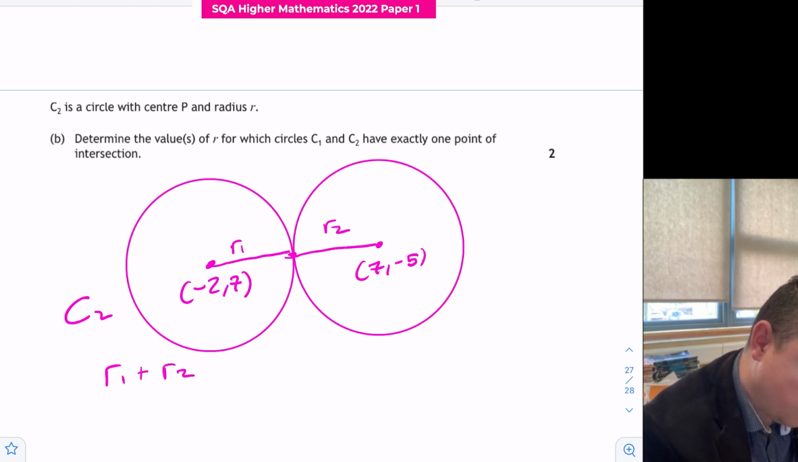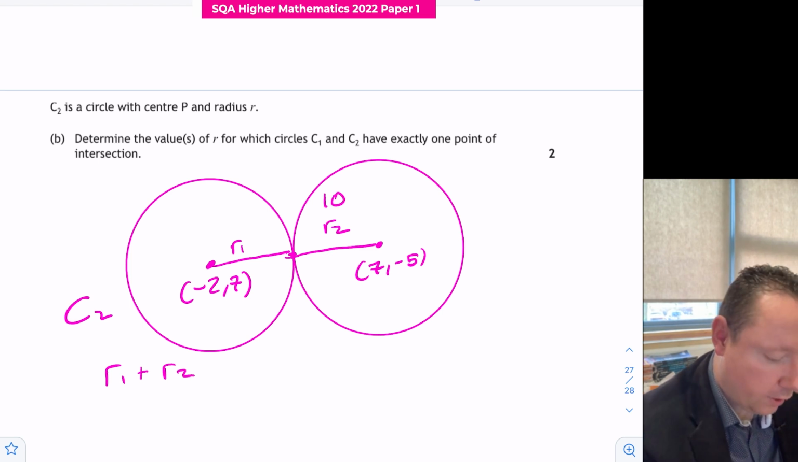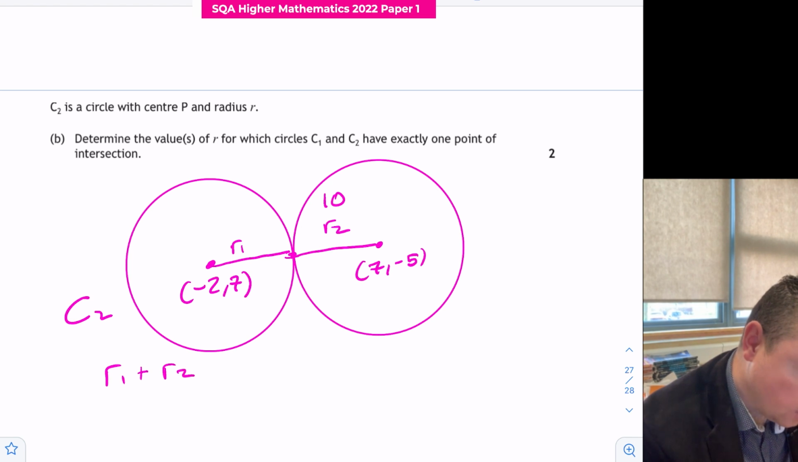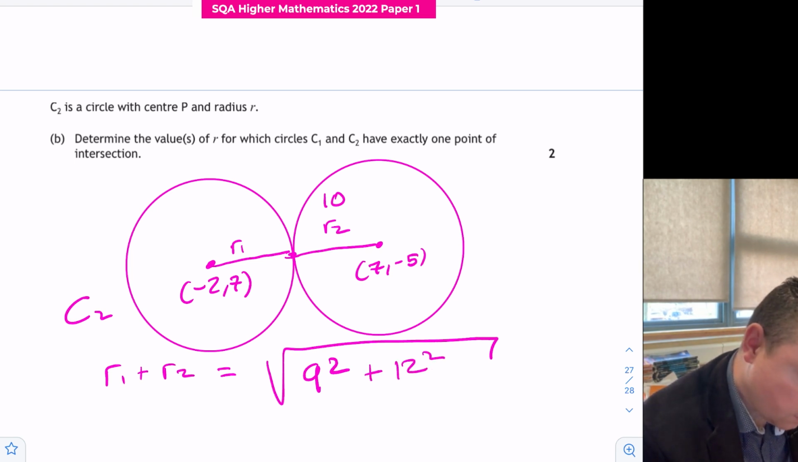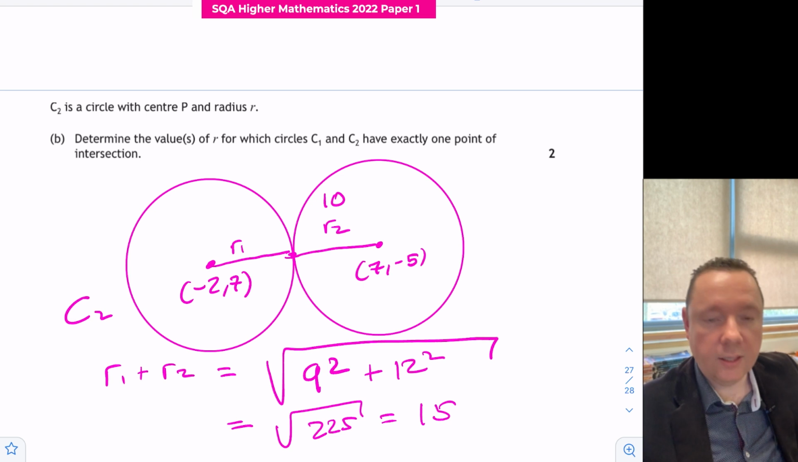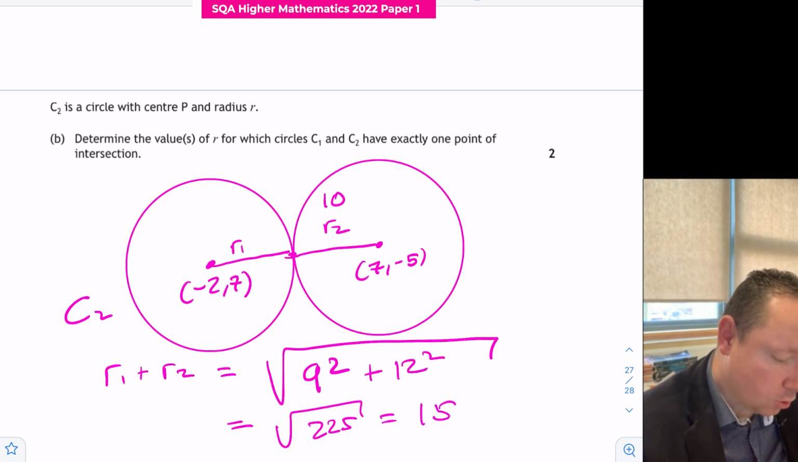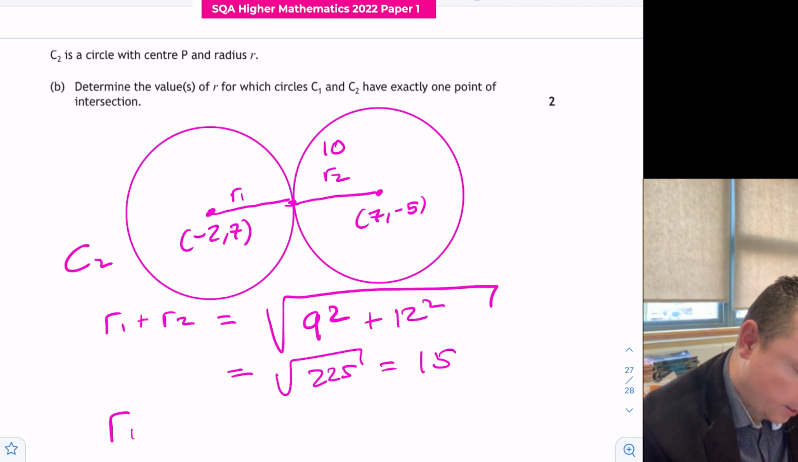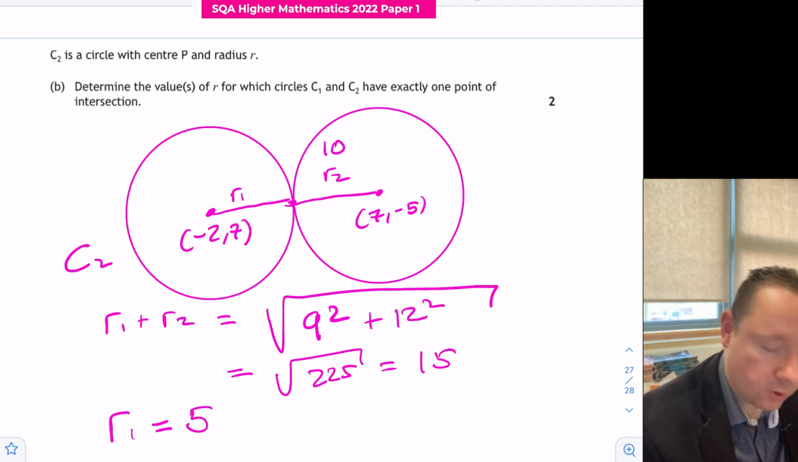Now we know that the radius for our first circle is already 10. We don't know the radius of our second circle, but we can work out the distance between the centres. So using the distance formula, R1 plus R2 equals the square root of (x2 minus x1), 7 minus minus 2 is 9 squared, plus (minus 5 minus 7), so 12 squared. 9 squared plus 12 squared is 225, which makes 15. The distance between the circles is 15. So that means the radius R in this case would be 5, because 5 plus 10 is 15.